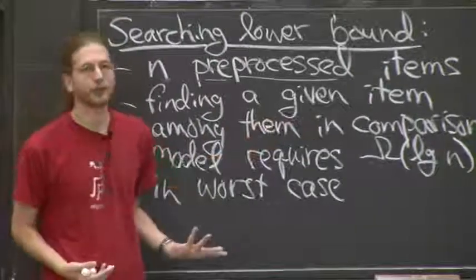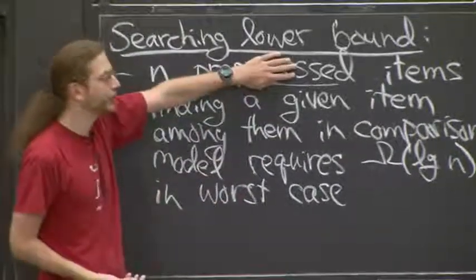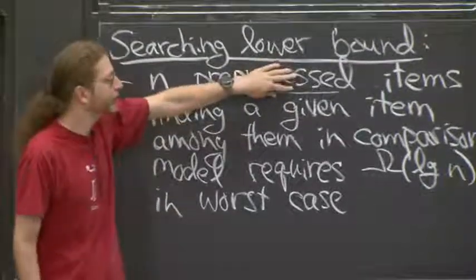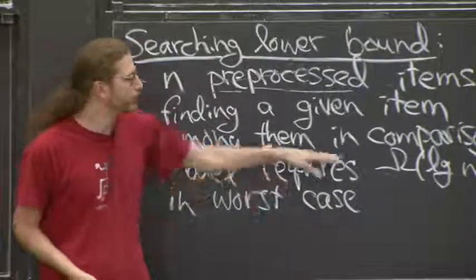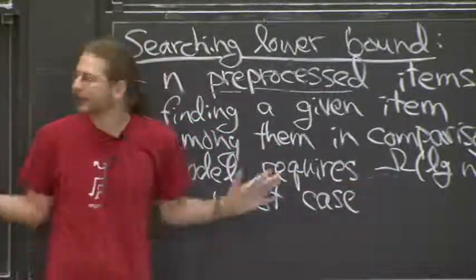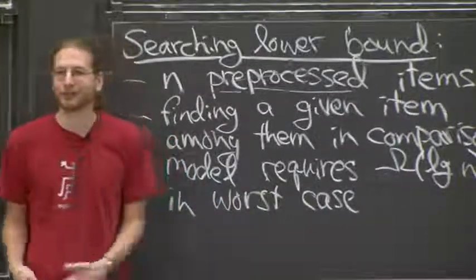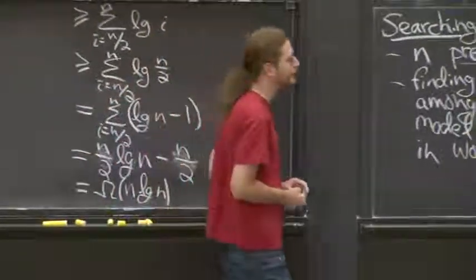Unfortunately, this proof technique will only prove a lower bound of log n. Because even if these items were not preprocessed, then you have to do a linear search, basically. So if you don't know anything about the items, you need linear time. But this proof will only prove a lower bound of log n. So this technique, while cool and simple, does not always give you the right answer. It just gives you a lower bound. It may not be the right lower bound. It may not be tight.